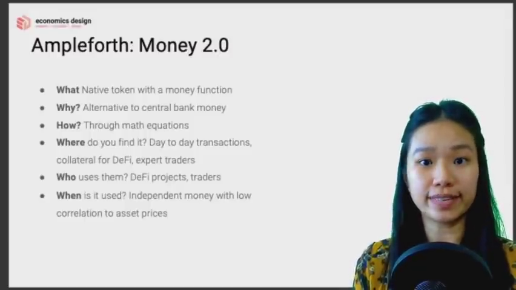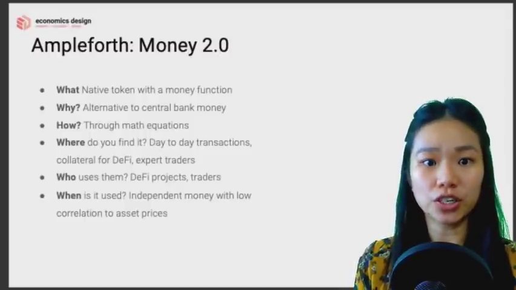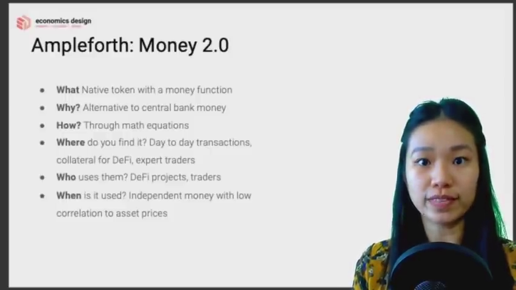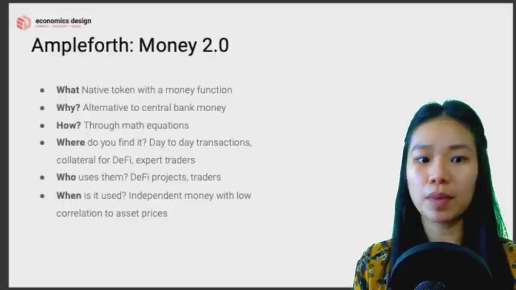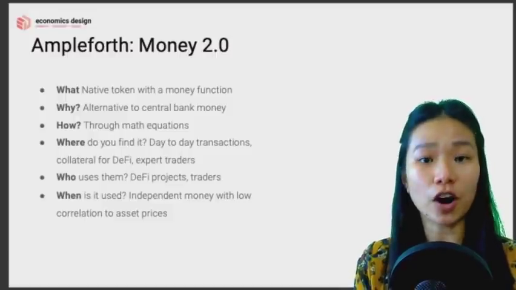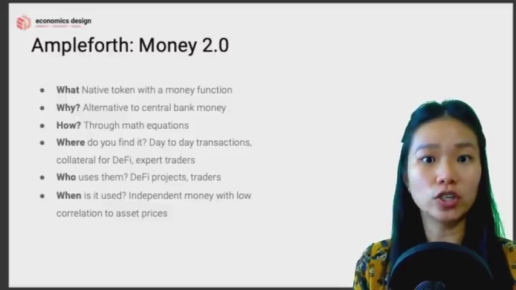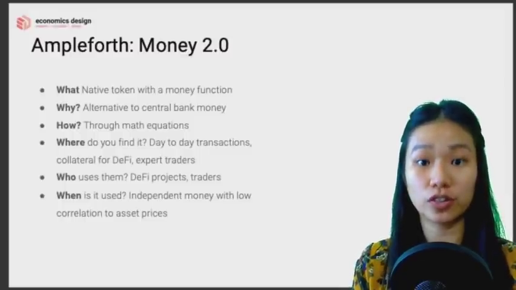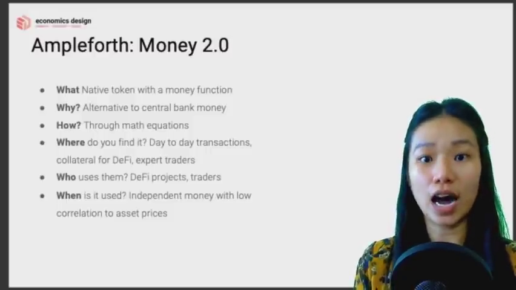Why does Ampleforth exist? Because they want to be an alternative to central bank money. There are a lot of problems with central bank money, we'll talk about it later, but in general, they just want to be an alternative. So it gives you more options of your different choices of currency or choices of money when exchanging or accounting for prices of goods and services. That's why Ampleforth exists. How do they do that?